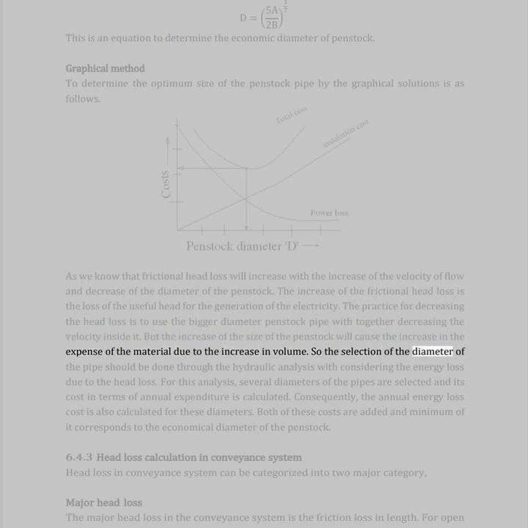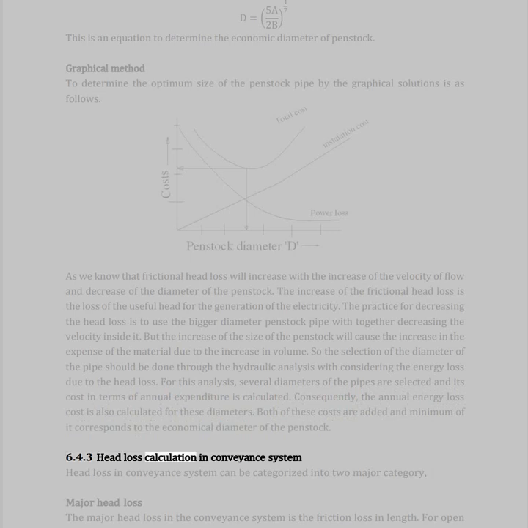So the selection of the diameter of the pipe should be done through the hydraulic analysis, considering the energy loss due to the head loss. For this analysis, several diameters of the pipes are selected and its cost in terms of annual expenditure is calculated. Consequently, the annual energy loss cost is also calculated for these diameters. Both of these costs are added and the minimum of it corresponds to the economical diameter of the penstock.